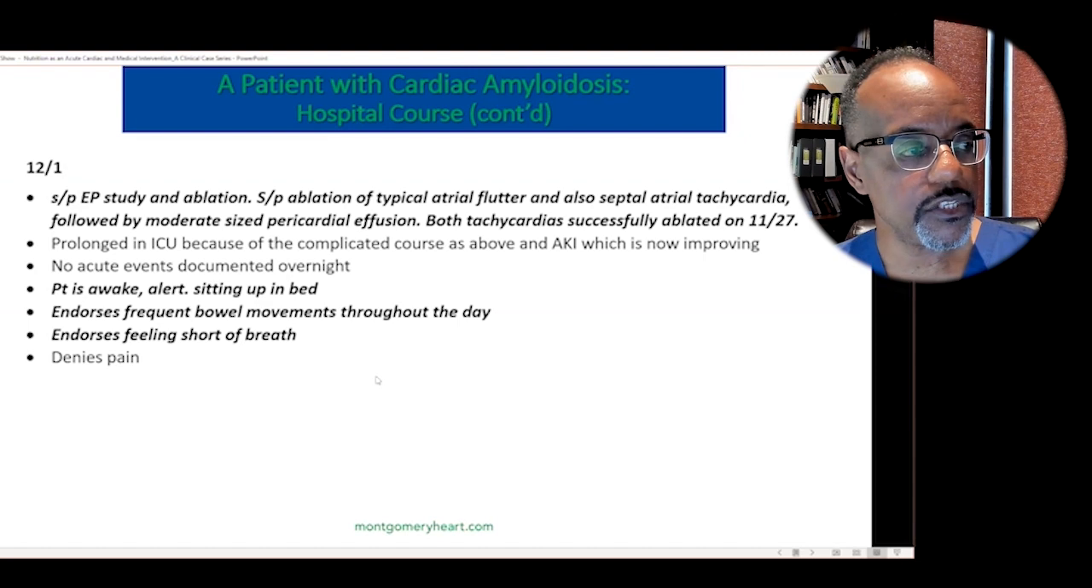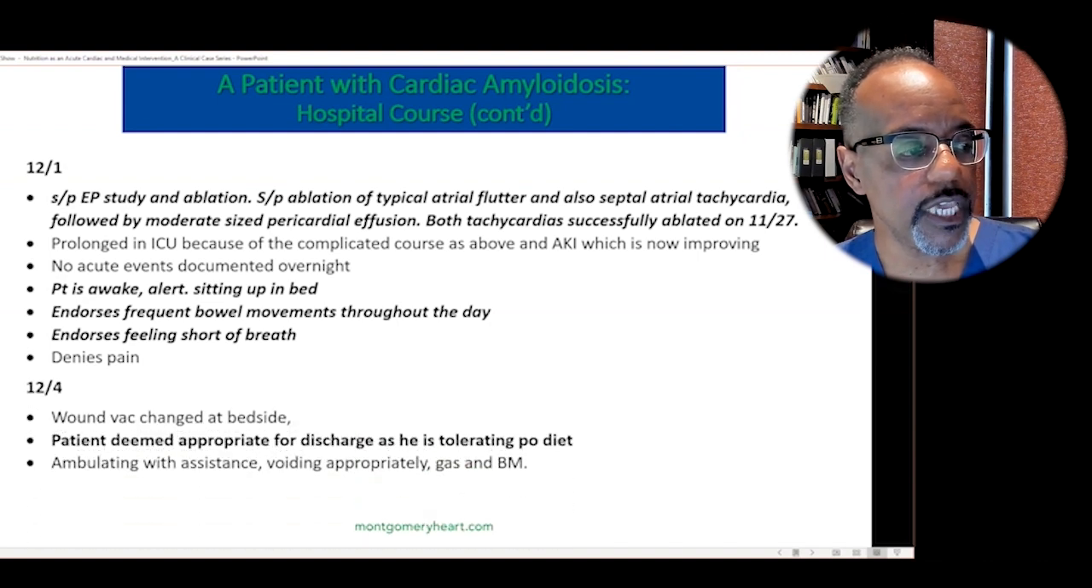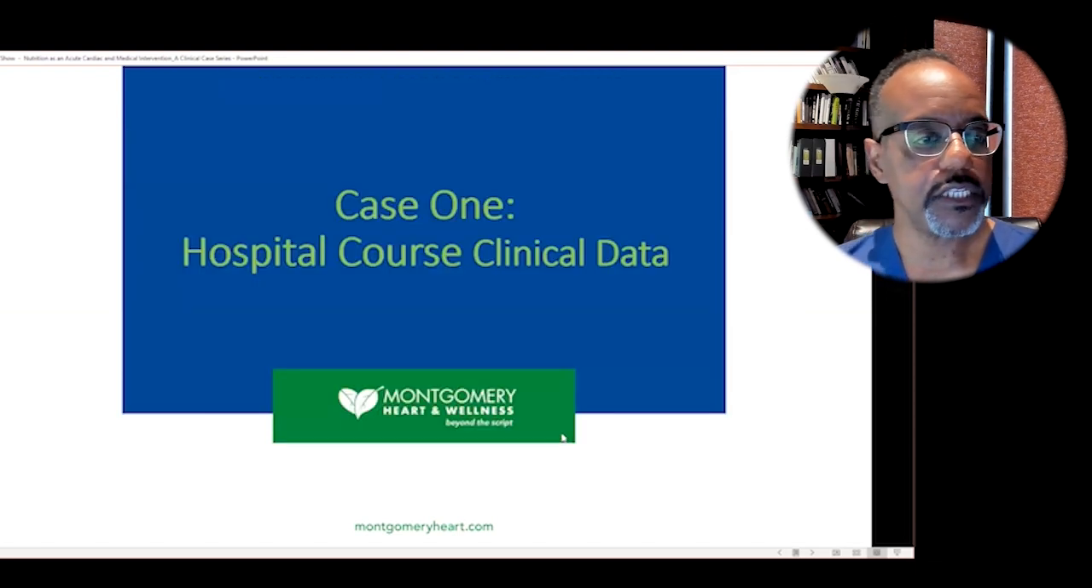He continued to do well by the first of the month. This is just a summary of the things that happened over the course of the last few days. So we're about 4 to 5 days after the ablation of the arrhythmia and also improvement of his diet with the detox. So on day 4, which was about 8 days after, he was able to go home. So what happened in this hospital course?